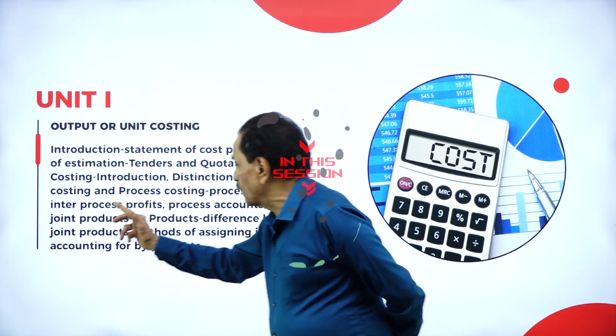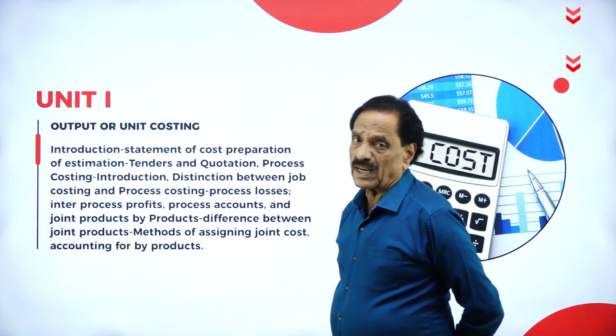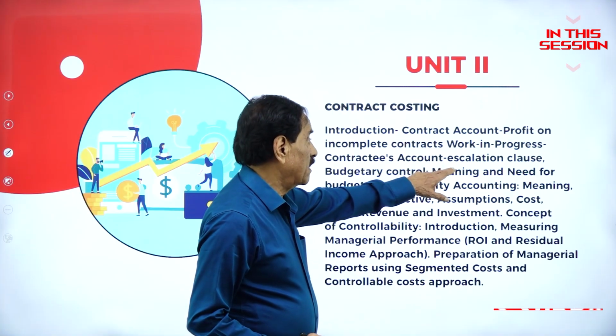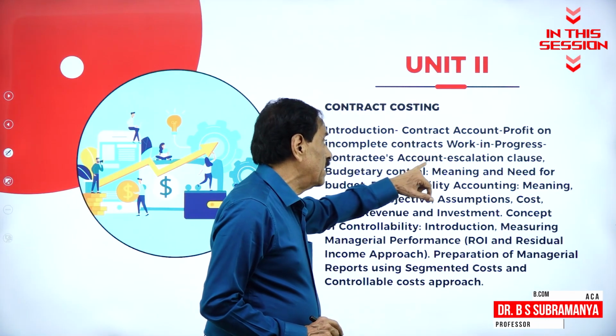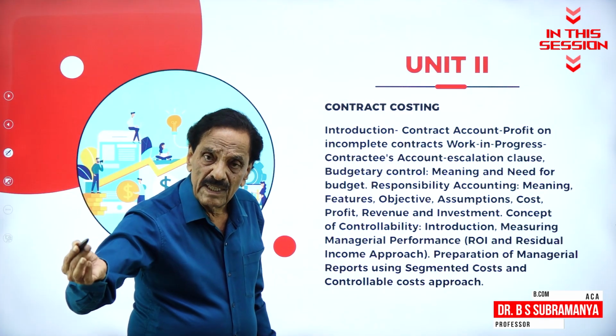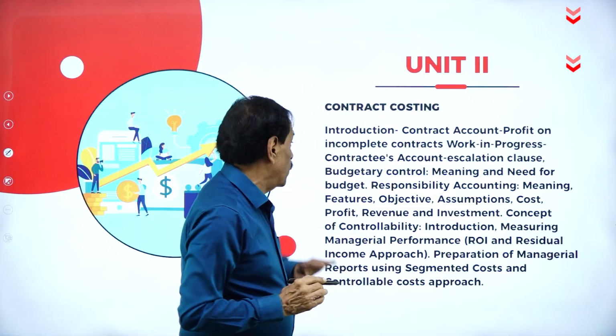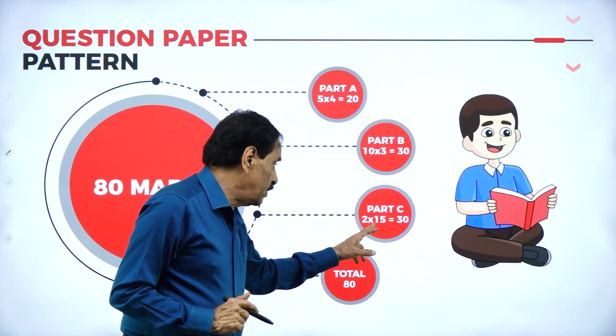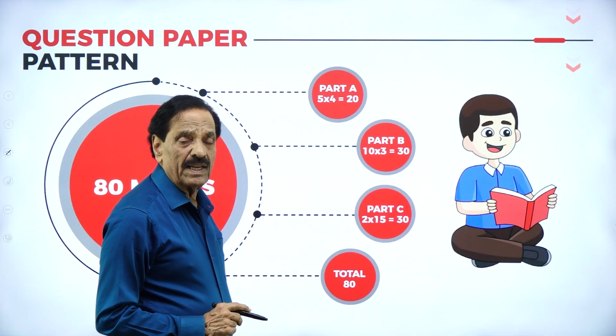Distinction between job costing and process costing. Generally, this question will be asked from the examination point of view. Contract account, profit on incomplete contract, work in progress, work started but not yet completed. It's called work in progress. Section 3, we ask 3 questions. You have to answer any 2, 15 into 2, 30, totally 80 marks.